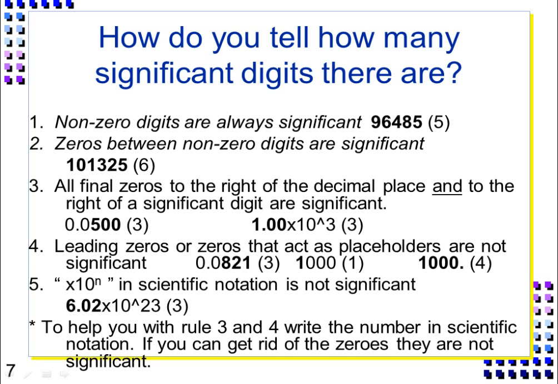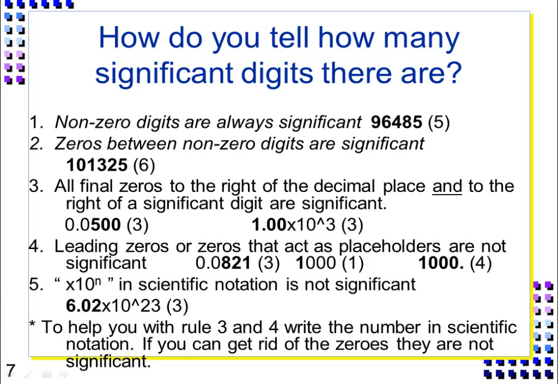So for example, the number 101,325 would have 6 sig figs. The 0 sandwiched in between the ones does count as a sig fig. Rule number 3: all final zeros to the right of the decimal place and to the right of a significant figure are significant. So I've got 2 examples to help me illustrate this.